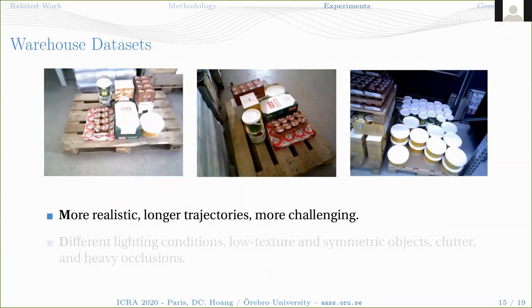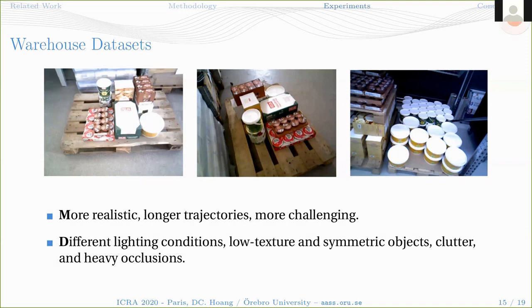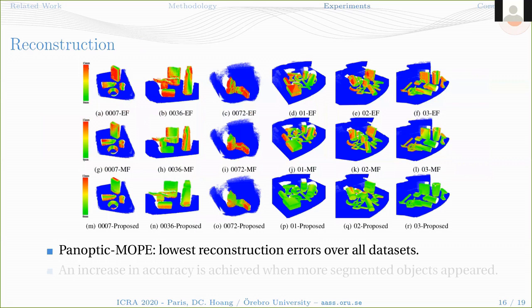Unlike scenes recorded in the YCB-Video dataset or others, warehouse environments pose more complex problems, including low illumination, low texture, and symmetric objects under clutter and occlusion. Our warehouse dataset is more realistic, recording scenes with longer trajectories and more challenging under different lighting conditions.